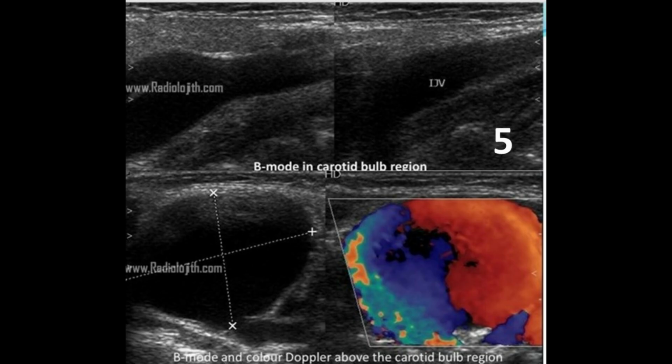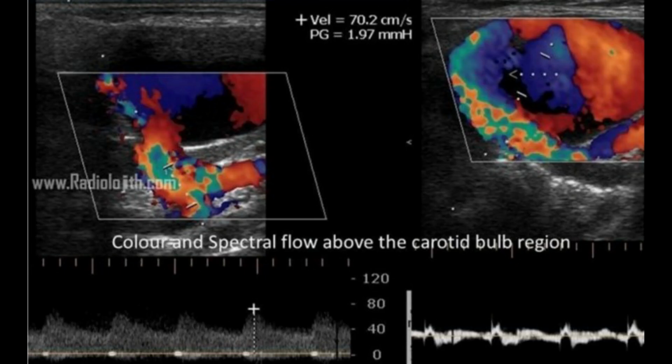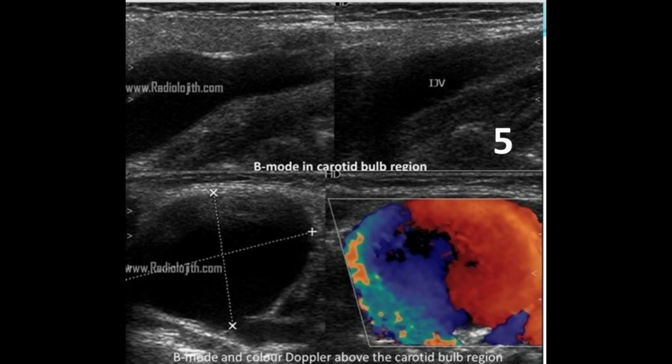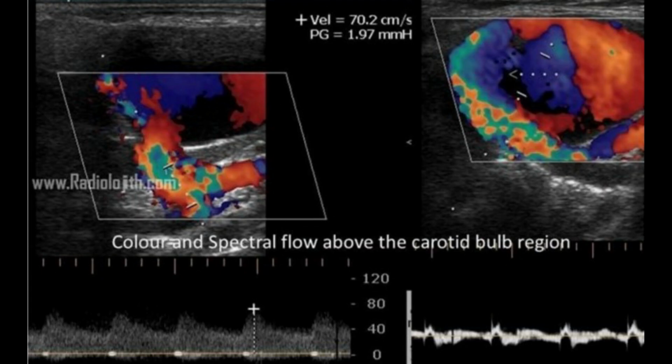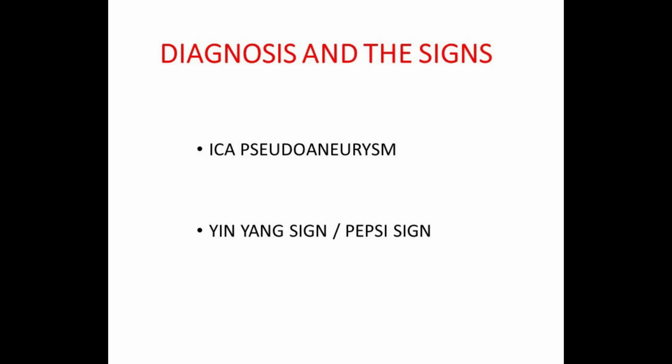Okay. Now we will go to the last. This is the last and easy fifth case here. You have to think about the diagnosis and the signs. It's simple and straightforward. Okay, let's go. This is ultrasound neck with Doppler focusing the right carotid. You can see the spectral flow pattern in the Doppler. All of them are highly characteristic of carotid pseudoaneurysm with a typical yin-yang sign or Pepsi sign.